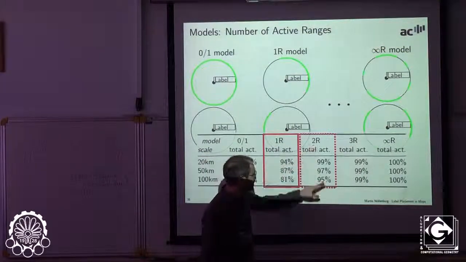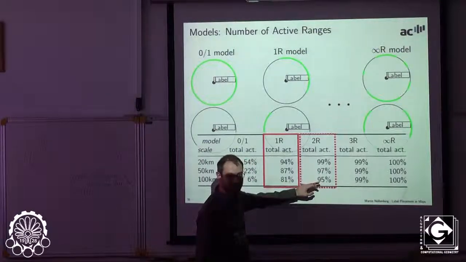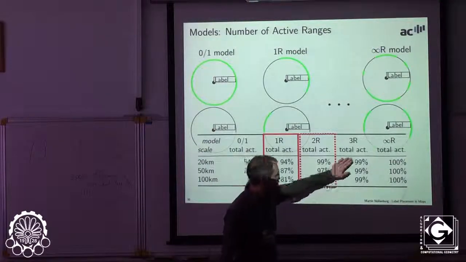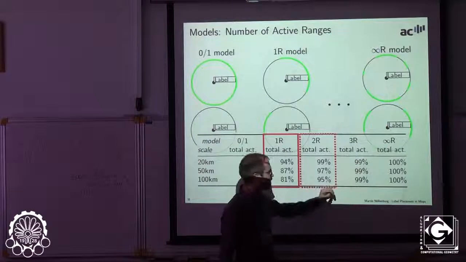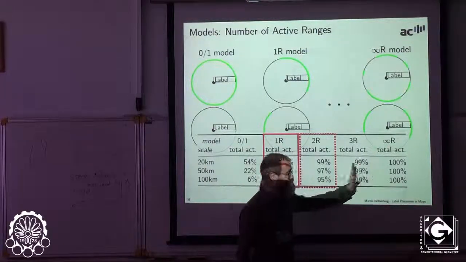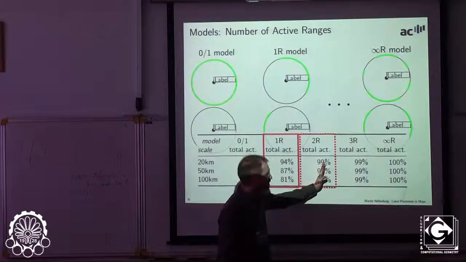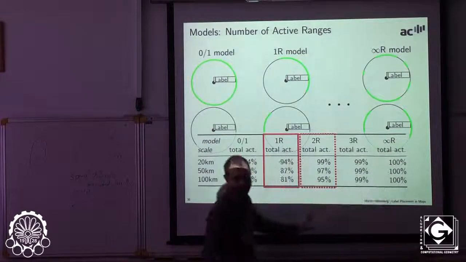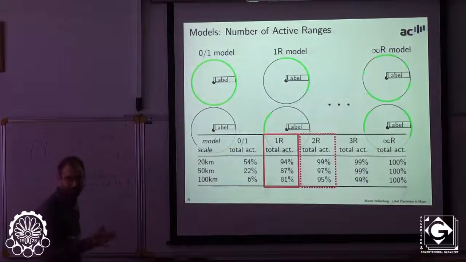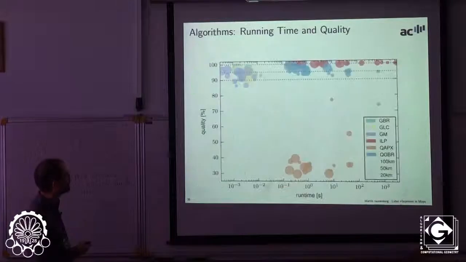If you allow 2 active ranges, you have 99%, 97, 95. So this is very good. 3R gives you 99%. So it certainly does not make sense to have more than 3 active ranges. Maybe 2 is a fair choice, and infinity you don't want to have. But you get there even with very consistent labeling. So that's kind of a nice result.